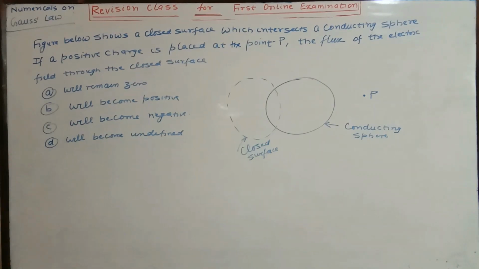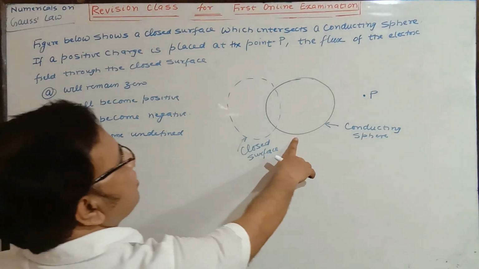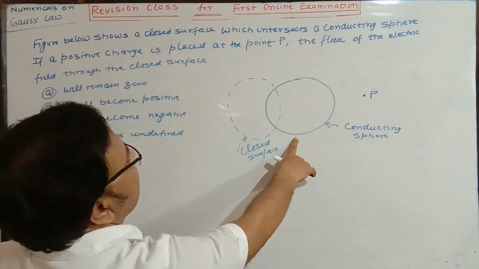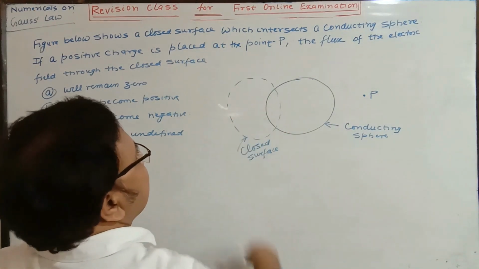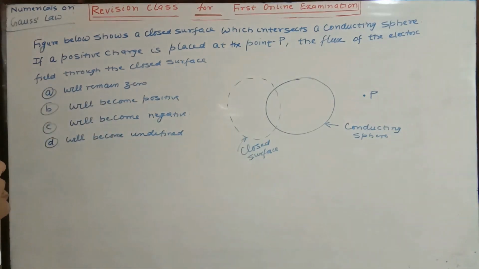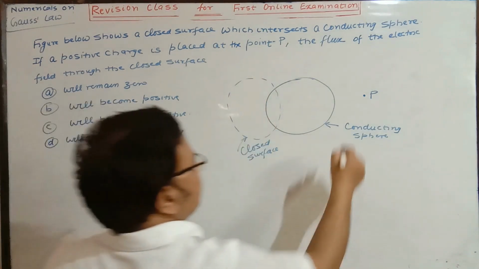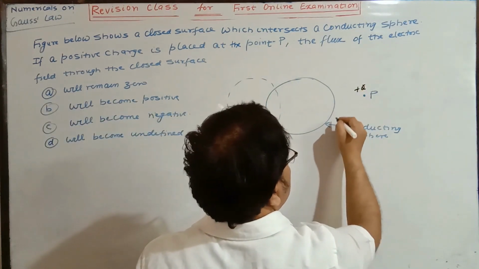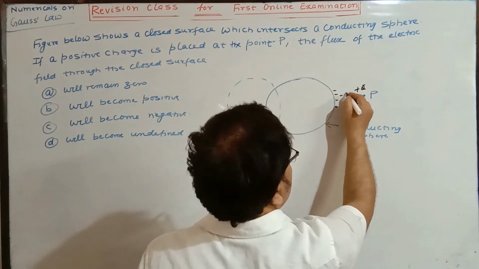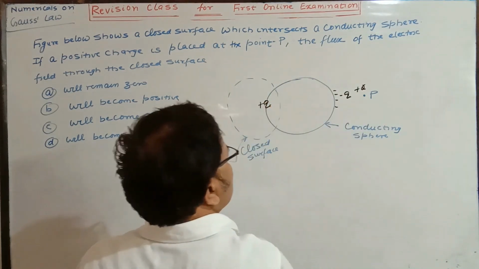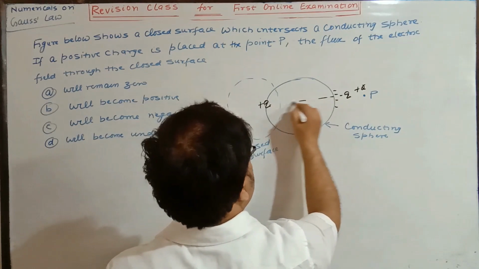Here the figure below shows a closed surface which intersects a conducting sphere. This is the conducting sphere, and this closed surface intersects it. If a positive charge is placed at the point P, what is the flux of the electric field through this closed surface? Here the plus Q charge is placed, and by induction minus Q will appear, with plus Q diametrically opposite.